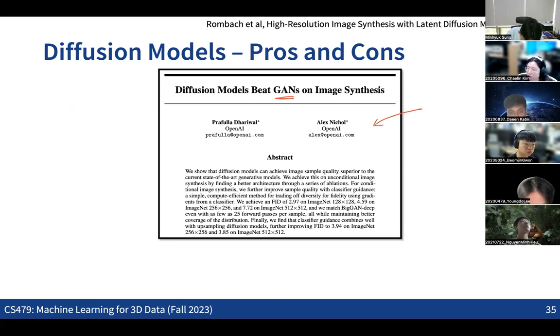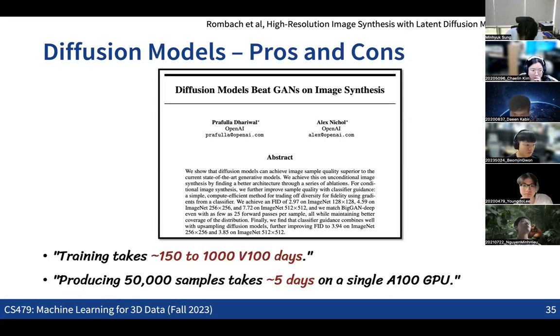This became the state-of-the-art technique for generating high quality samples, especially image generation. But we also see that it takes a huge amount of time. For training this specific model, it takes more than 100 or sometimes even 1,000 days, not hours, to train a single diffusion model using a single V100 GPU. It takes years if you are only using a single GPU.